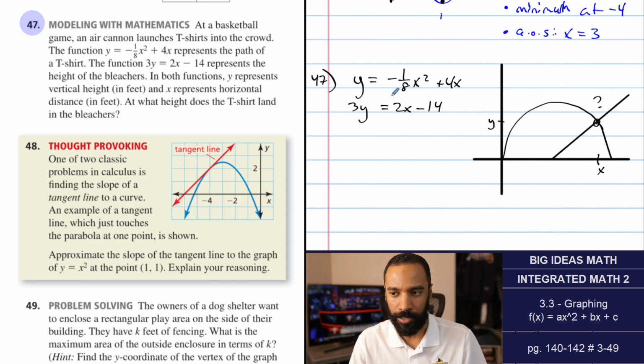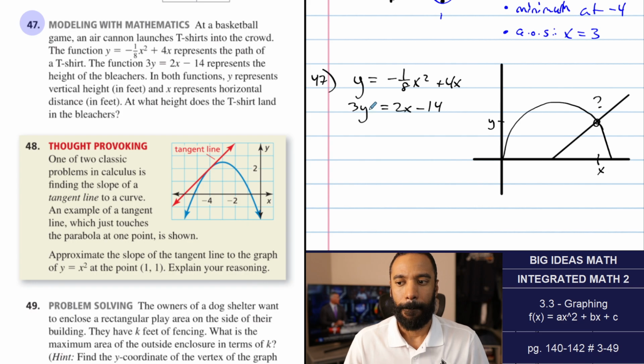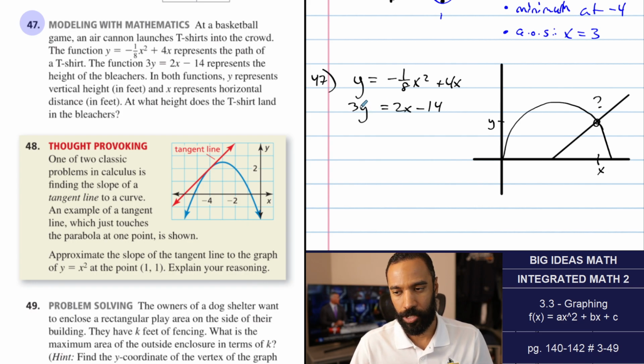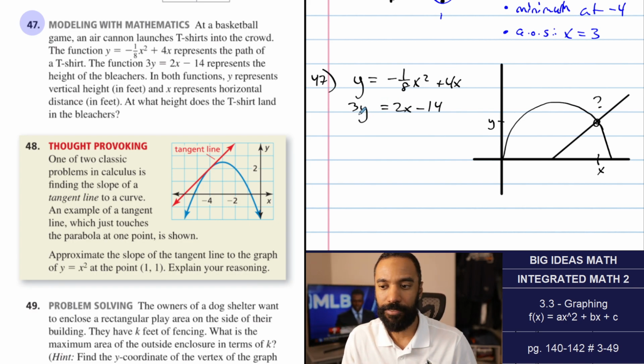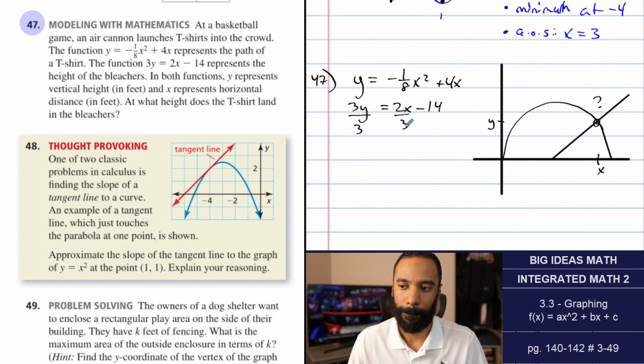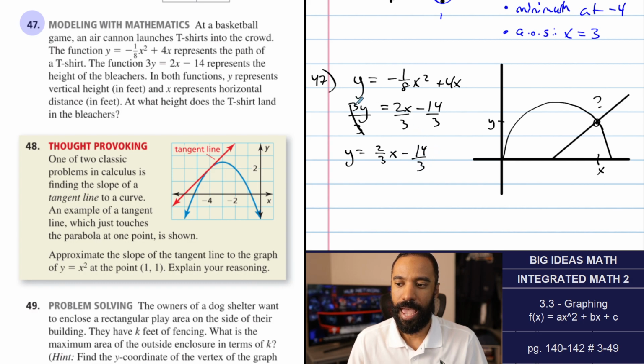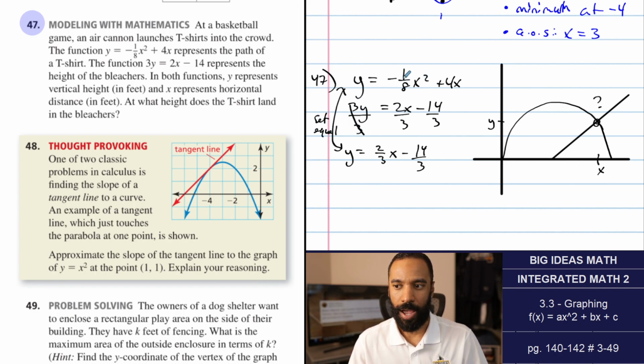To find the x value, what we have to do is manipulate this equation here, or this one, both, so that we can set y's equal to each other. So I have to divide this equation by 3 right here. And I'm going to get y equals 2/3 x minus 14/3. And I want to set these equal to each other. Set one y equal to the other y. For what value of x do we get the same y out?